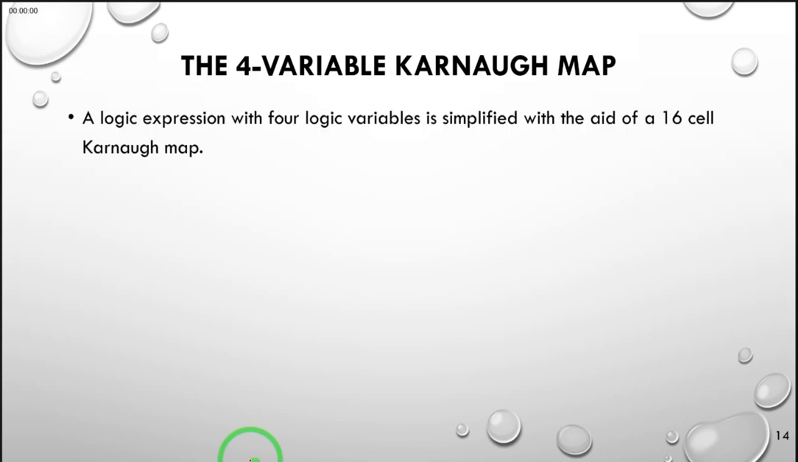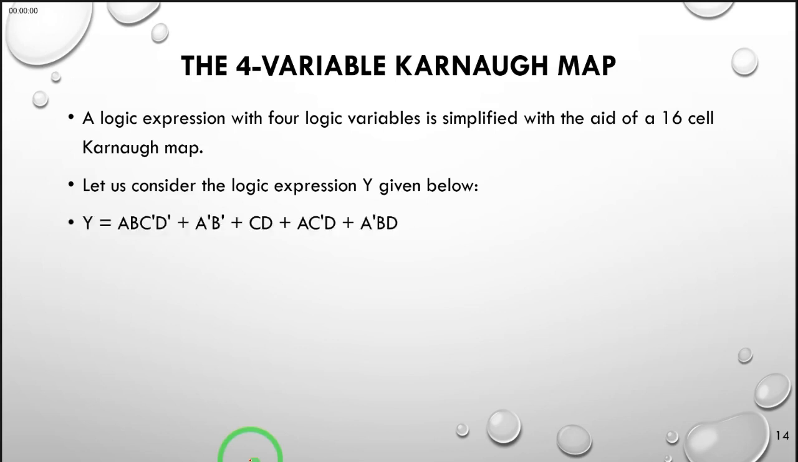So we start with an example that will allow us to illustrate a 4 variable Karnaugh map. A logic expression with 4 variables is simplified with the aid of a 16 cell K-map. So let's consider an example of a Boolean expression written as y equals A B C-bar D-bar, or A-bar B-bar, and so on, without necessarily repeating all of it. We will use the 16 cell K-map method to solve it.